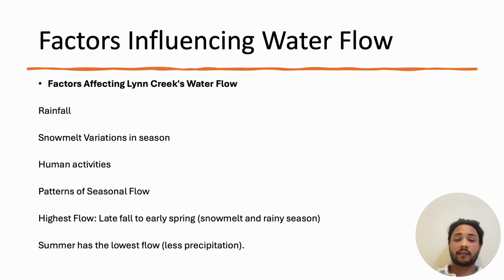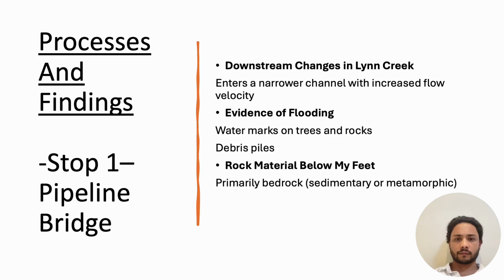There are several factors that influence the water flow in Lynn Creek, which can include precipitation, snow melt, seasonal changes, and human activities as well. We can expect the highest flows from late fall to early spring due to Vancouver's rainy season, as we all know, and also due to the snow melt. The flows will be lowest during the summer when the precipitation is minimal.